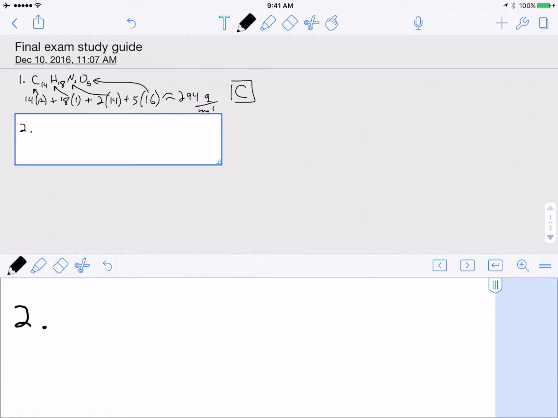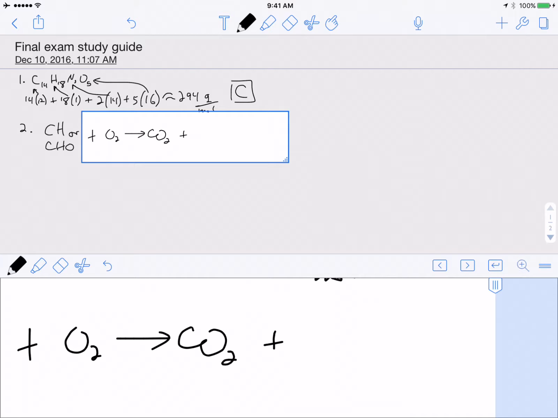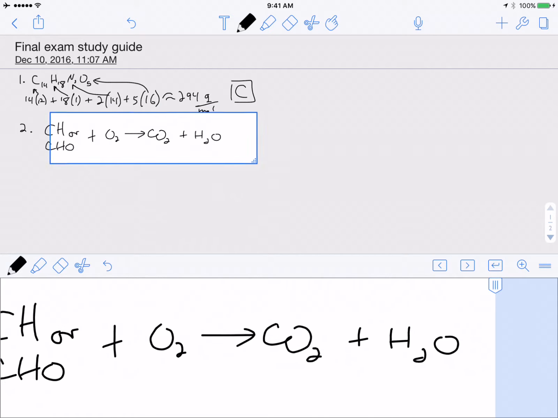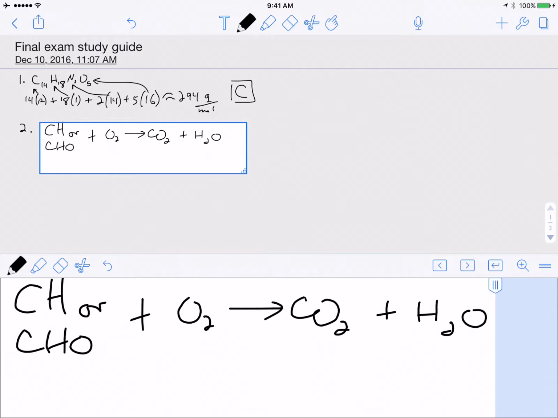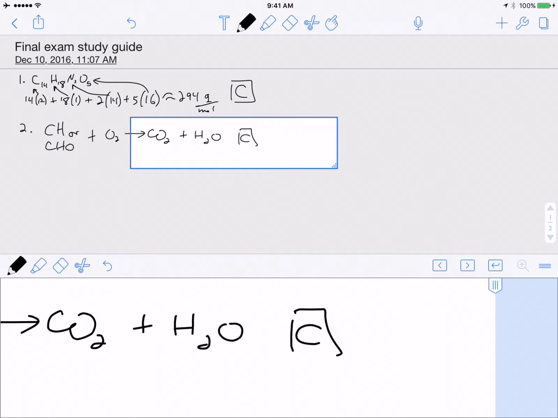Number 2. Which one is a combustion reaction? Well, combustion reactions are very simple. They have a CH or a CHO plus an oxygen, yielding CO2 plus H2O. Now, this is always a combustion reaction, so something that we have to memorize. So the answer here is C as well.